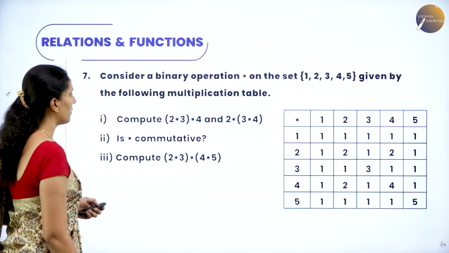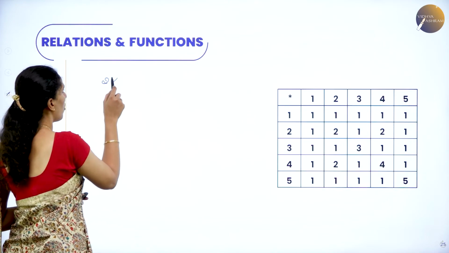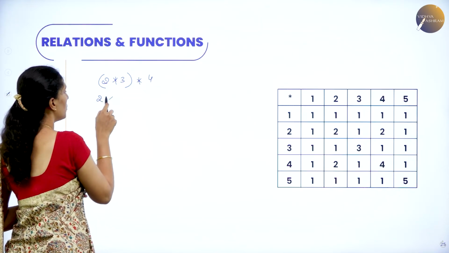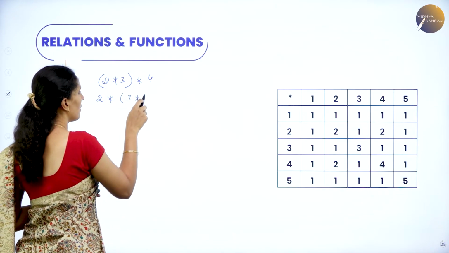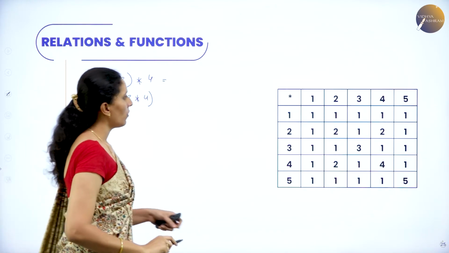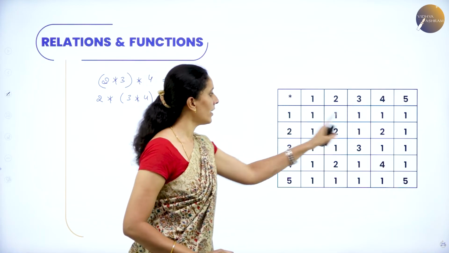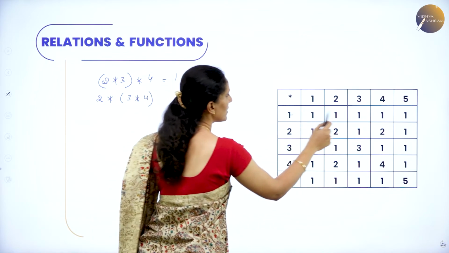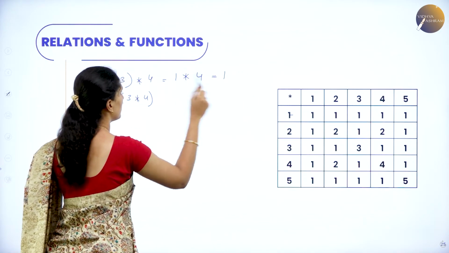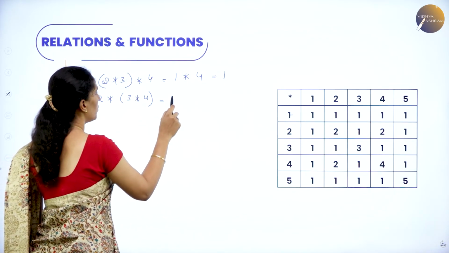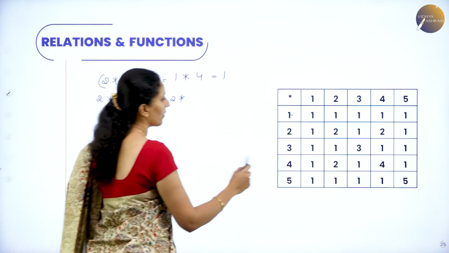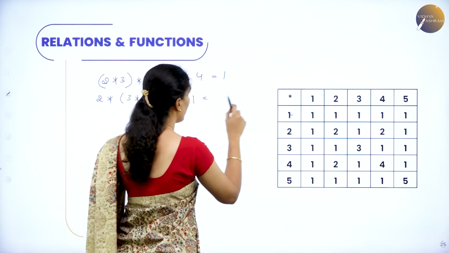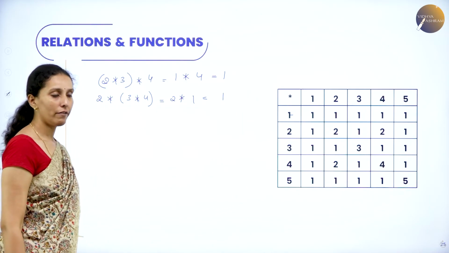So let us take the first one. We have to solve (2 star 3) star 4 and 2 star (3 star 4). So what is 2 star 3 here? It is 1. Star 4. 1 star 4 is 1. Next here we have 2 star (3 star 4). 3 star 4 is 1 and 2 star 1 is 1. So clearly we have found the values.